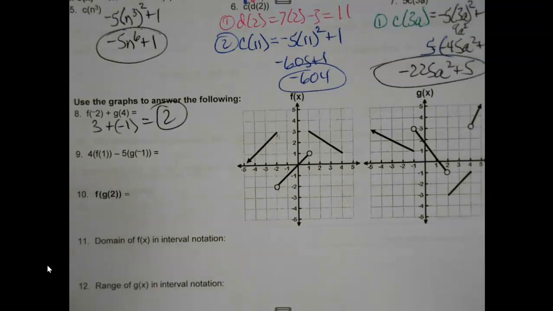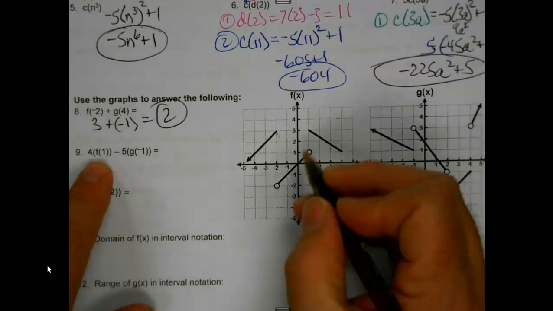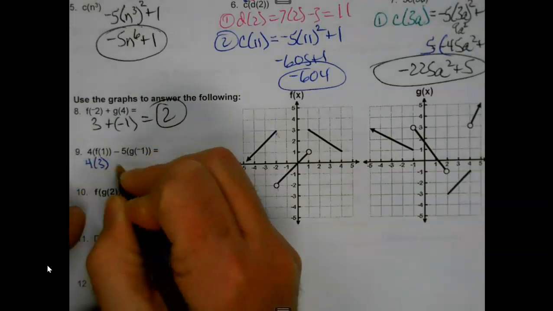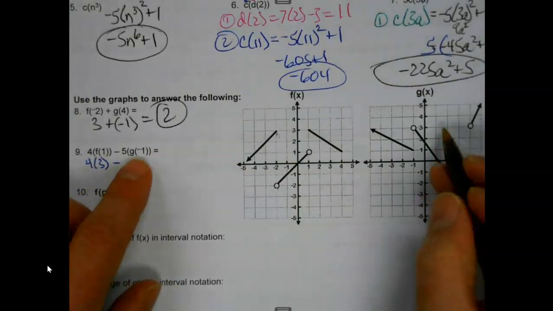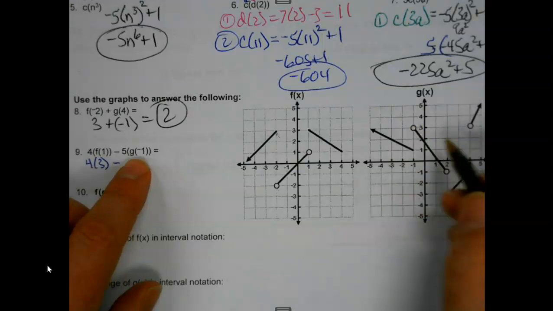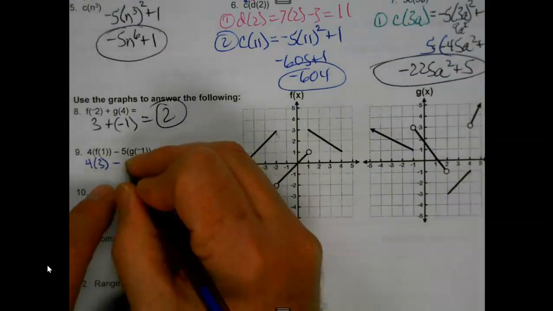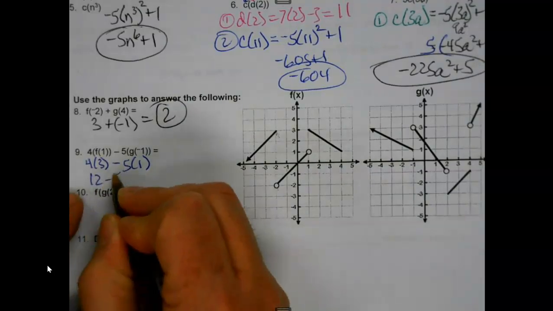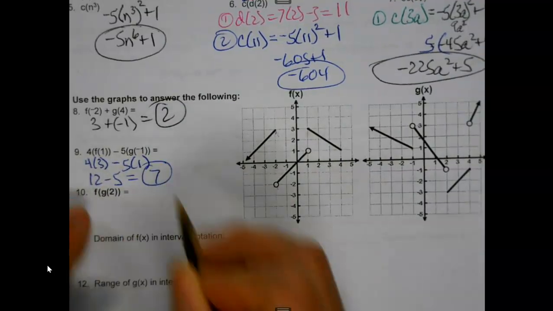Now here we have pieces. F of 1 is 3. So this is going to be 4 times 3. G of -1, it's right there, it's +1. 12 minus 5 is 7.